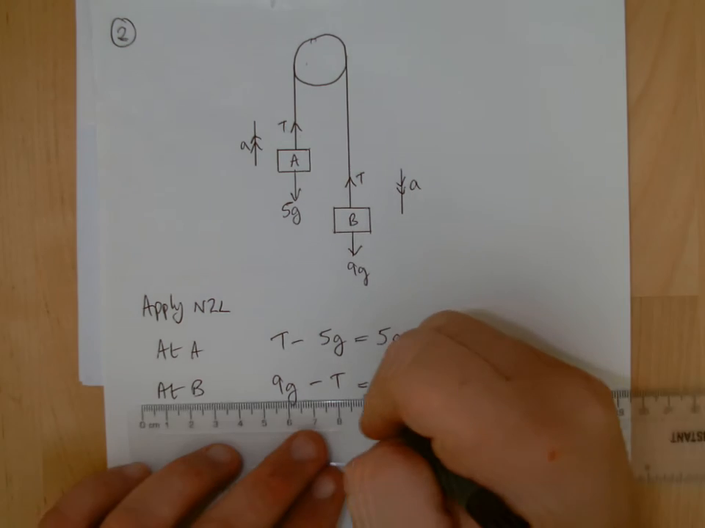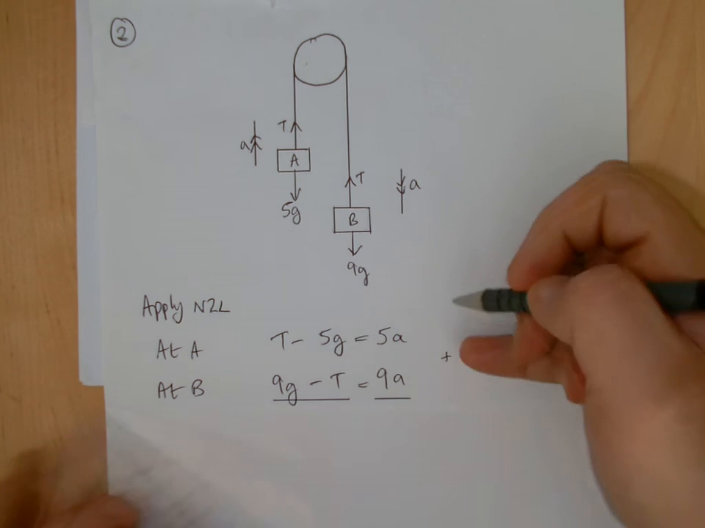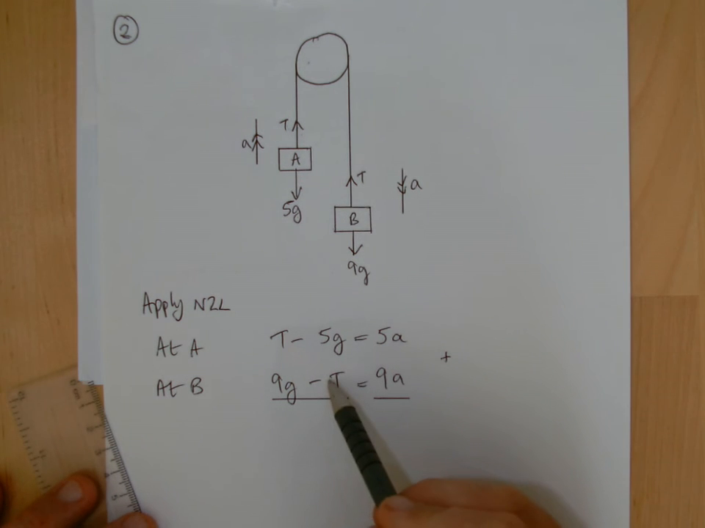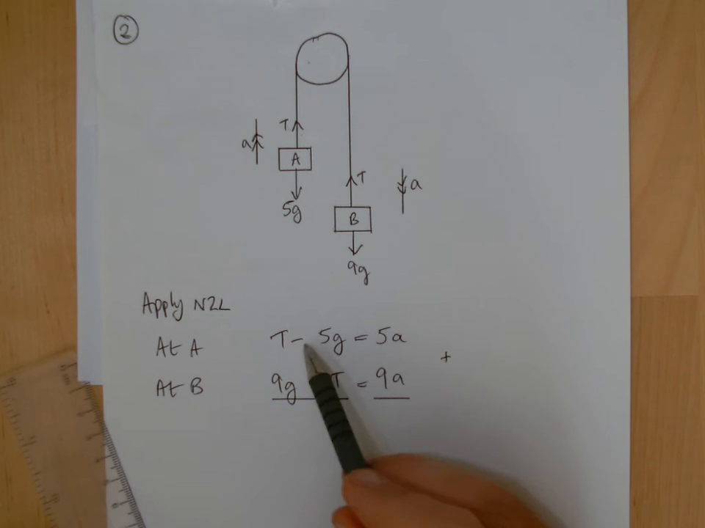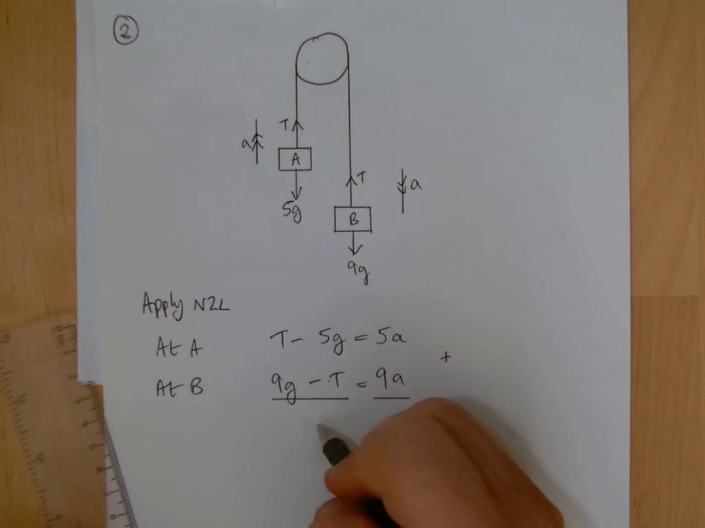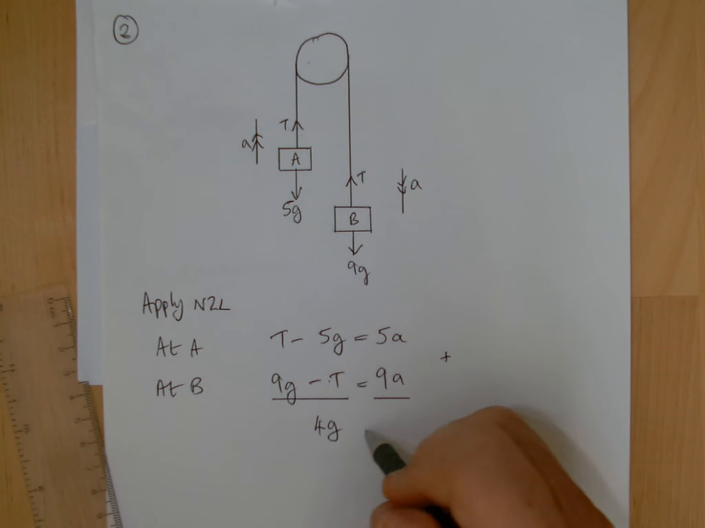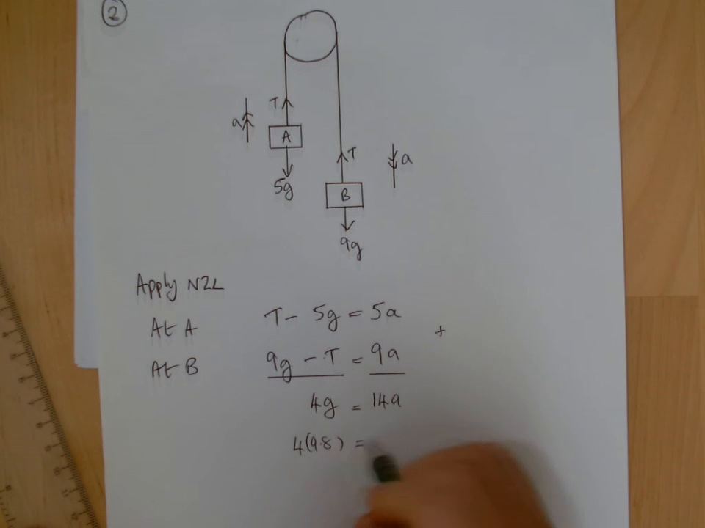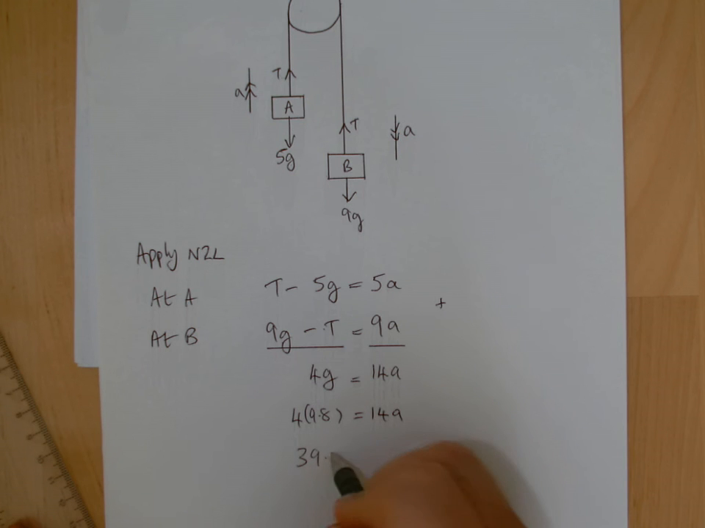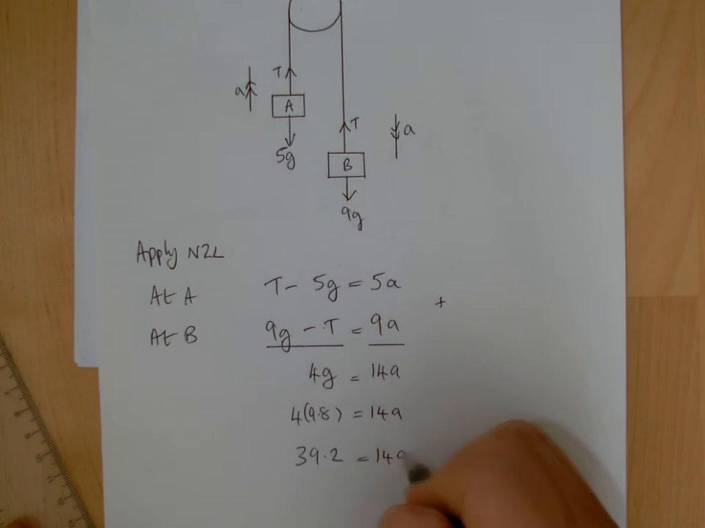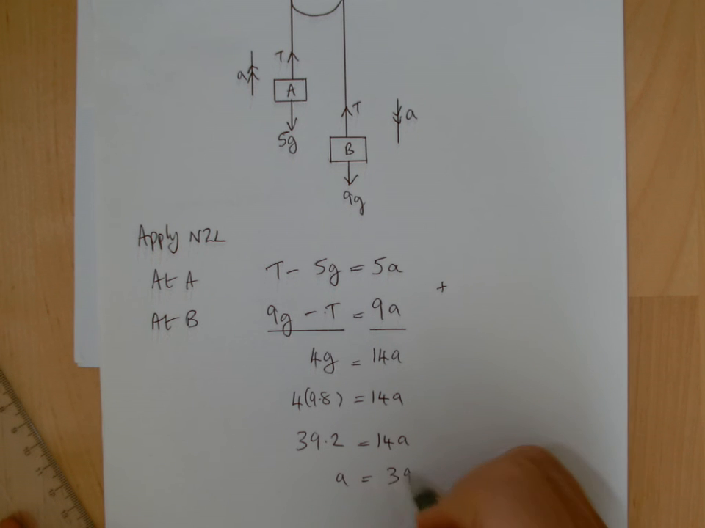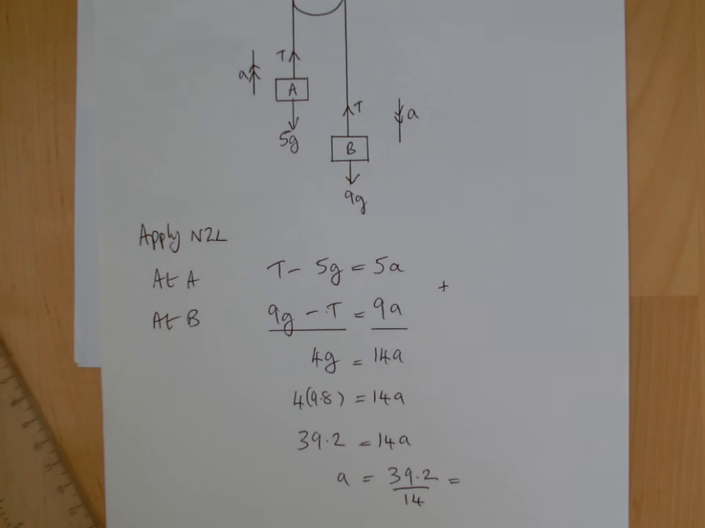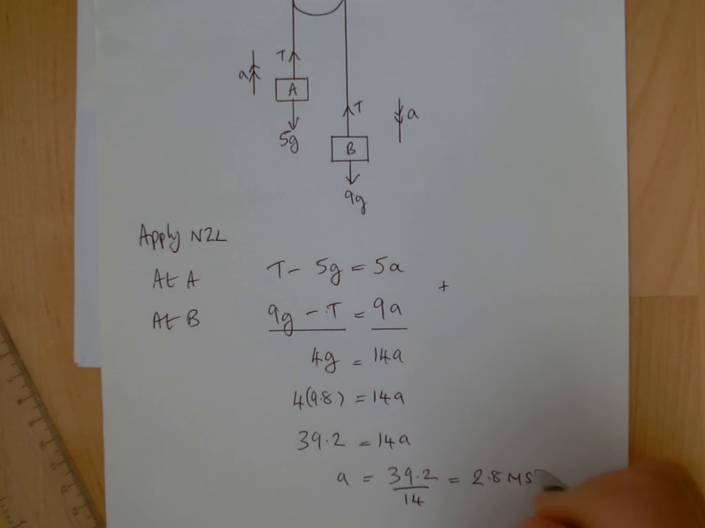So you've got two simultaneous equations, and just like before, we've got to add them. If you add them, it all works out. When you add them, T add negative T just disappears, zero. Minus 5G add 9G works out to be 4G. And then 5A plus 9A is 14A. So you can then sub in 9.8 for G, and you get 39.2 there. Then 14A, and to get A you just divide by 14 and you get your answer. If I do that on my calculator, I get 2.8 meters per second squared.